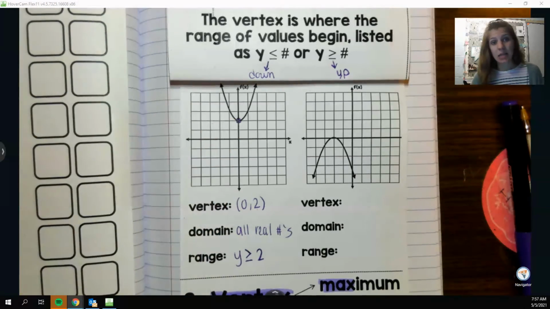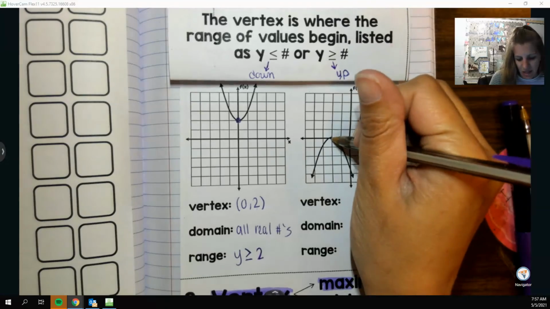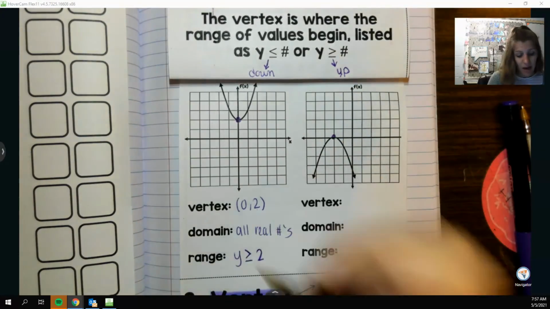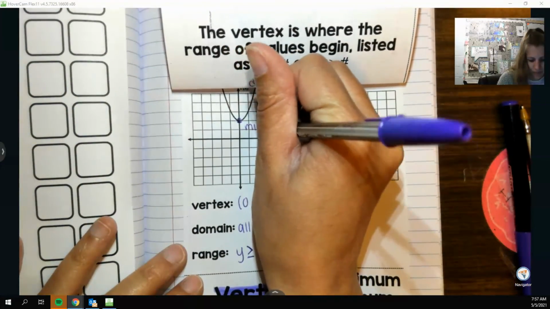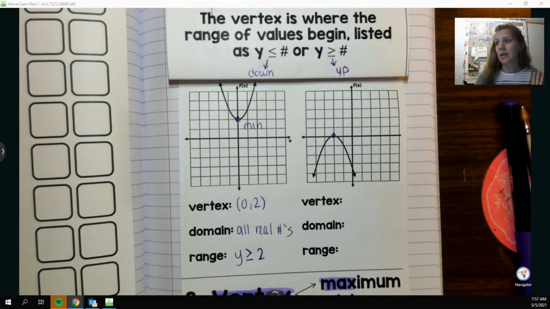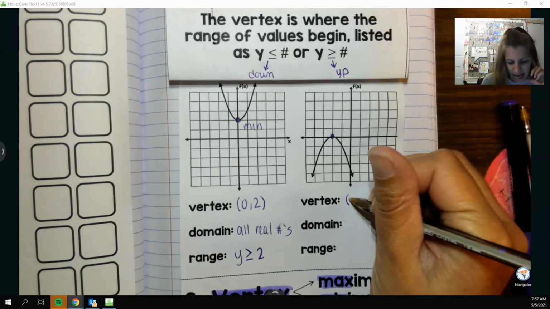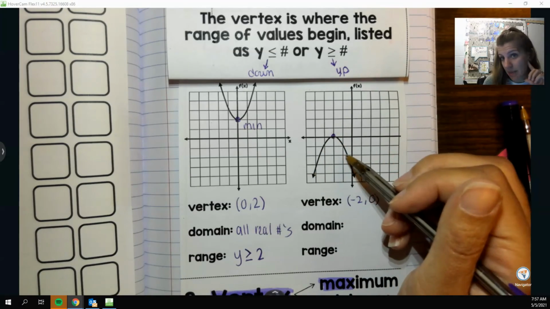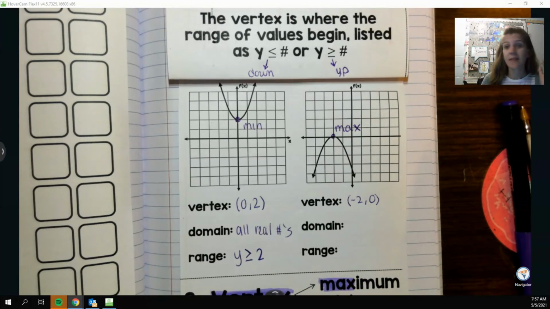So that's super nice. Now looking at this graph here, I can see that my vertex is at this spot right here. That's where the graph changes direction. I also want to say that the vertex on the last graph is a minimum point, because it was the lowest. So when I look at this vertex, it is located at (-2, 0). And because it's the tippy top of the mountain, that makes it a maximum, because it's the highest point on the graph.